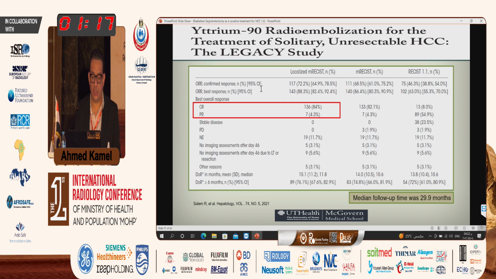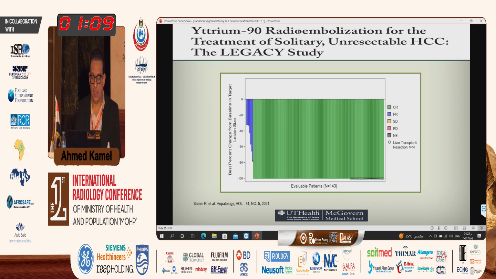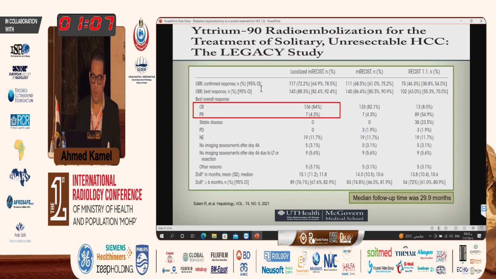Complete response and partial response. Complete response was seen in 84% of the patients. 4% of the patients had partial response. And as you can see, there were 0 patients who had progressive disease or stable disease. Everybody either had complete response or, less likely, partial response.